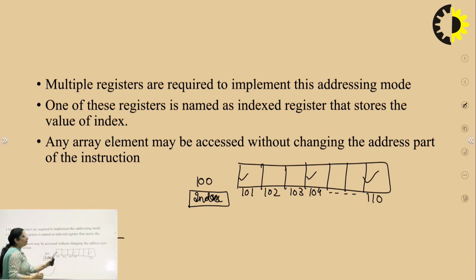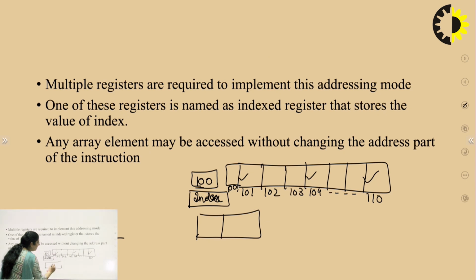These all are relative to value 100. The starting value is 100, then 101, 102 and so on. So I'll save the value 100 to the index register, and whichever value I want to access, I will specify that value in the address part of my instruction. This is my instruction. I have opcode and the address.